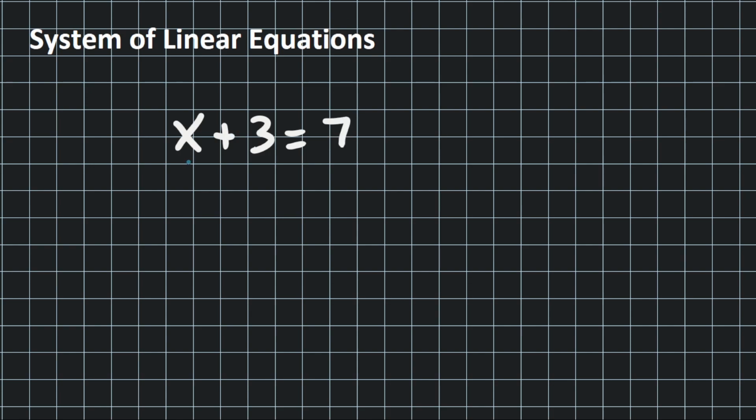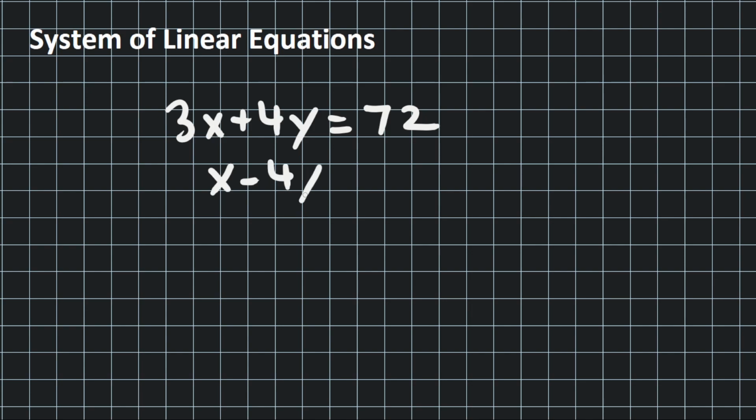And we know that in this equation we want to solve for x, so we just subtract 3 from both sides. And very simply we get x equals 4. And we've solved for x, our variable, in this equation. Now, a system of equations involves more than one variable, and it also involves more equations. So an example is 3x plus 4y equals 72, and x minus 4y equals 12.